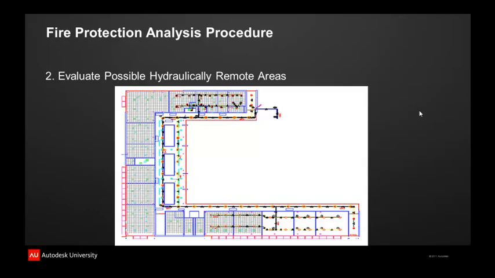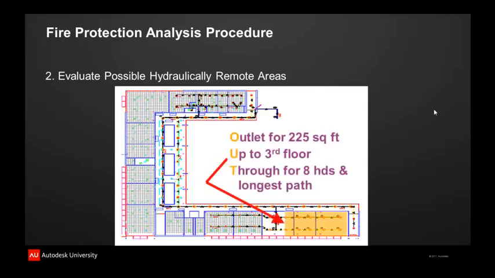Then we're going to, in step two of our procedure, evaluate possible locations for that hydraulically most remote area. I'm going to give you two possibilities here and some thoughts about each of those two possibilities. Almost every reviewing authority wants to see a calculation of the physically furthest away remote area. This 1,500 square feet has an outlet pressure based on 225 square foot spacing of the sprinklers. It has an elevation pressure necessary to raise water up to the third floor, and it has friction loss necessary to carry flow for 8 heads through the longest path from the standpipe.